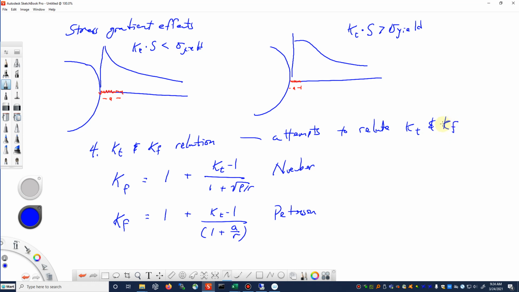So there's two equations. One was developed by Neuber and the other was developed by Peterson. We're going to talk a lot more about Neuber coming up, but they're both of a similar type of form. One says that the fatigue notch factor Kf is equal to 1 plus (Kt minus 1) divided by (1 plus the square root of rho over r). The other says Kf is equal to 1 plus (Kt minus 1) divided by (1 plus a over r). And in both of these equations, r stands for the notch radius, and a and rho are material parameters.